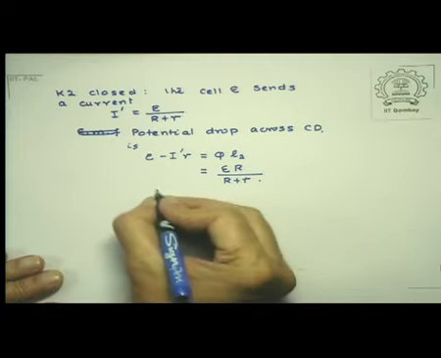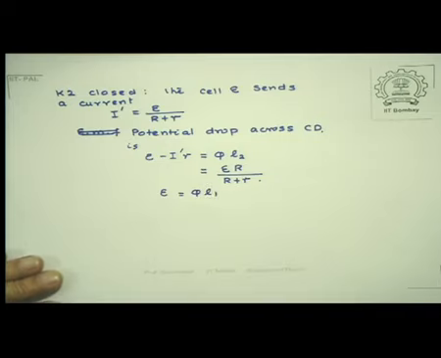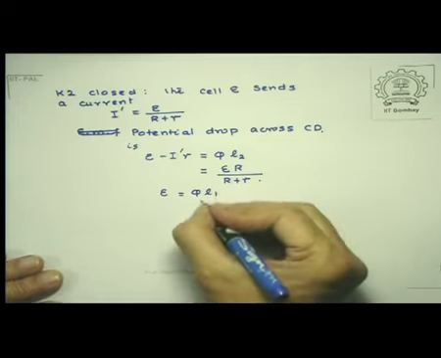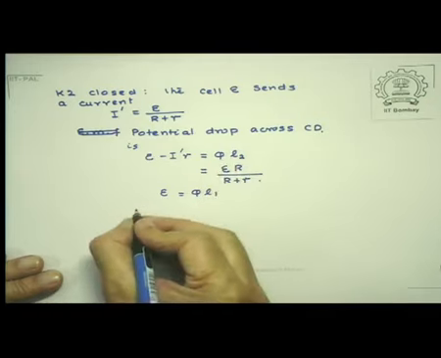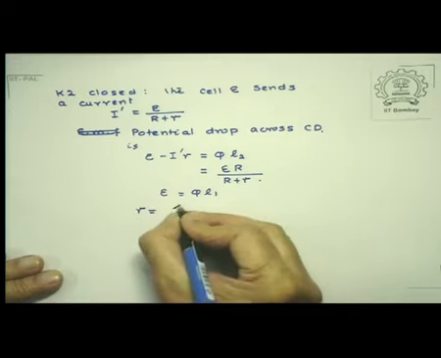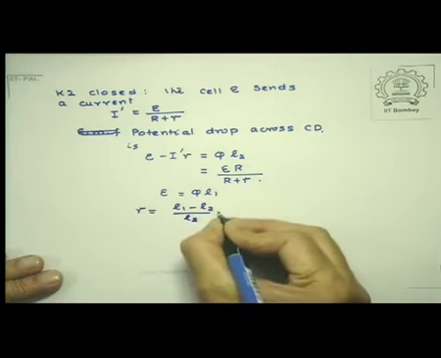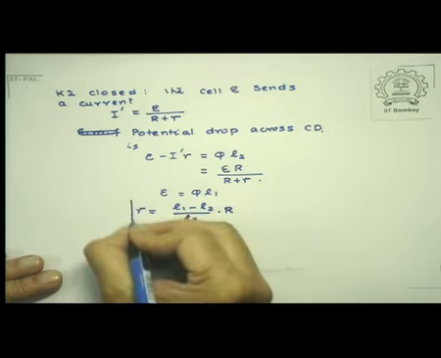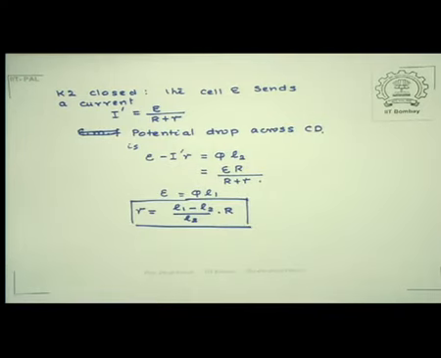But we had seen that E was equal to phi L1. Now you simply substitute for E there and equate it to phi L2, and that enables you to determine r in terms of L1, L2 and the resistance R. With this we come to the end of our series of lectures on direct current circuits.